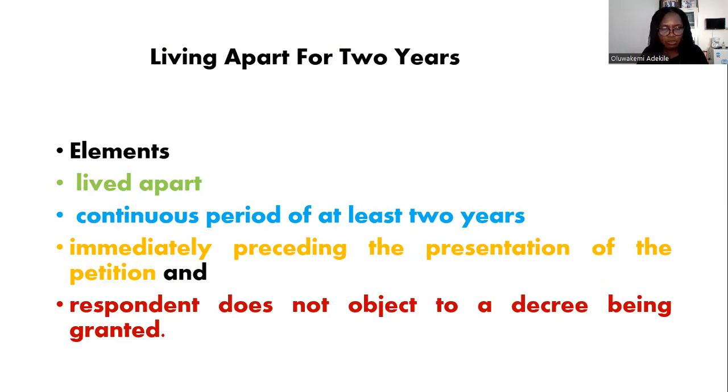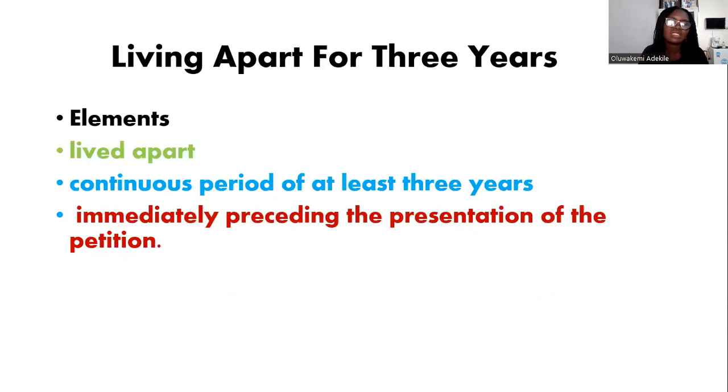Now, we'll be looking at living apart shortly. But let me just mention the fact that it must be a continuous period of 2 years preceding. So if you are bringing your petition on the 8th of January 2023 or 2024 or whatever date you are bringing the petition, you must count backwards for the last 2 years immediately before then. If there is any break, it's not likely to meet the requirements of the provision. And the law says that the other one does not object. So we'll be looking at these components shortly.